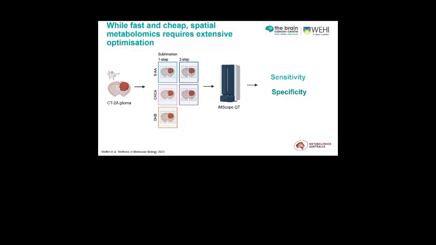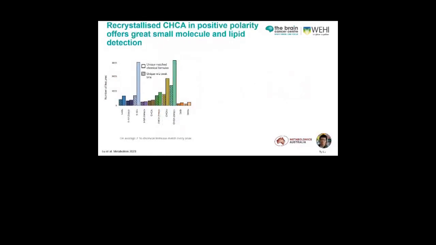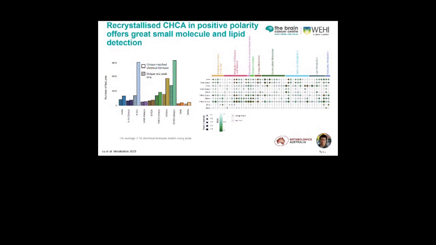and the specificity. Sensitivity is typically the only thing that is evaluated when optimizing sample preparation, and consists really of just asking how many metabolites can I detect? This is in terms of unique peaks and annotated metabolites. But we extended this sensitivity analysis by also investigating what biological pathways are represented. And in our specific example here, we found that both analyses pointed really to the recrystallized CHCA in positive polarity as a standout performer.